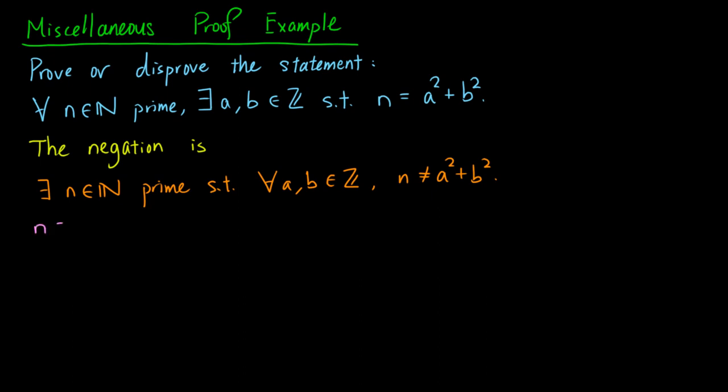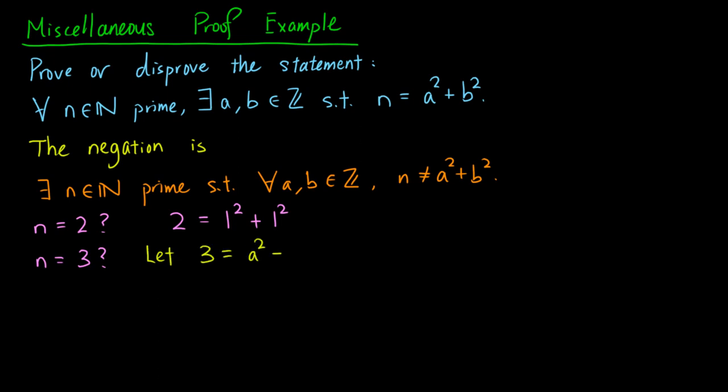The smallest prime number is 2. Can we write 2 as a squared plus b squared? Yes, because 2 is 1 squared plus 1 squared. So let's look at the next prime, 3. Can we write 3 equals a squared plus b squared?